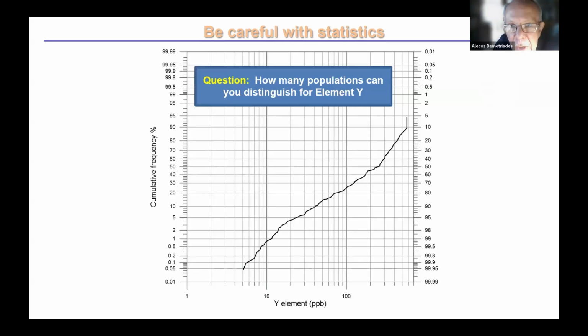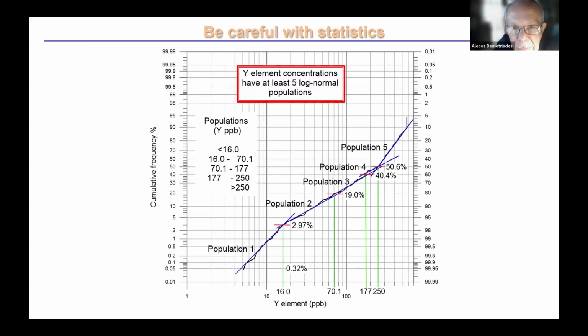Now, how many populations can you distinguish for element Y? Again, you have to draw straight lines on this cumulative frequency curve. And here they are. Here we see at least 5 log normal populations. I forgot to say that we use a log probability paper, because geochemical data follow log normal distributions.